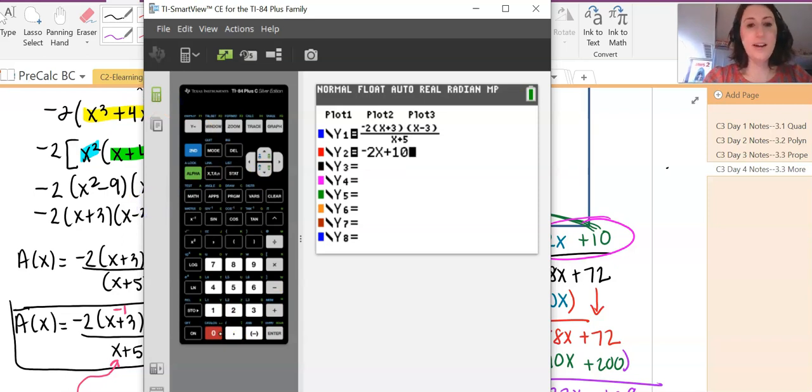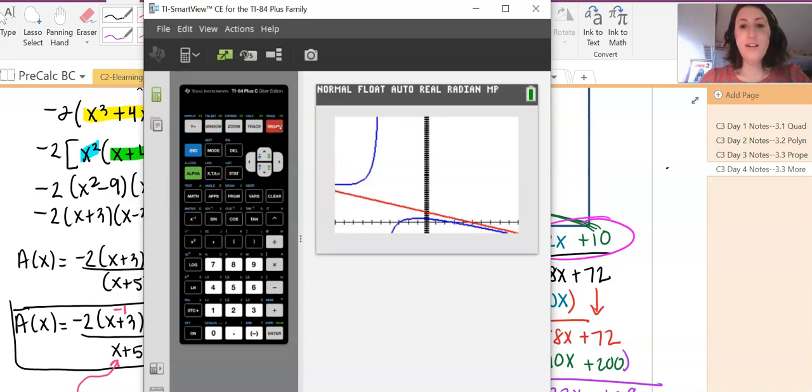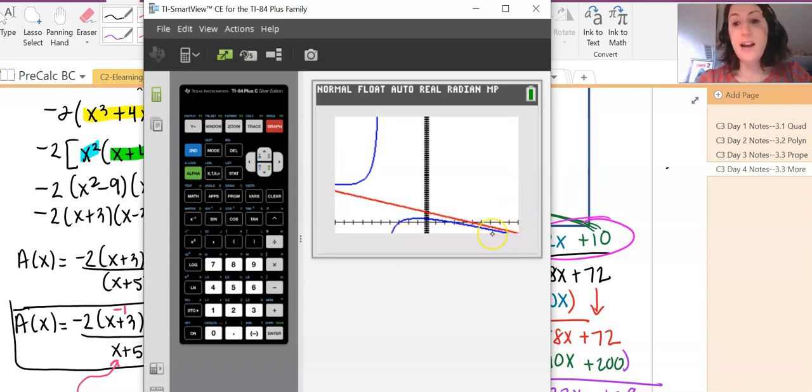Okay, so check this out. That red line is the end behavior asymptote. I want you to notice how this blue right here and this blue right here are approaching that red line. That's because that red line, our asymptote, is affecting what the graph is doing.